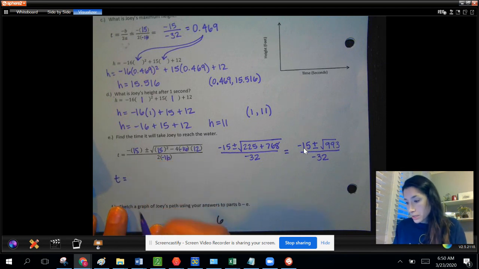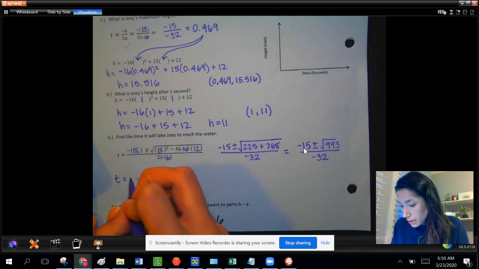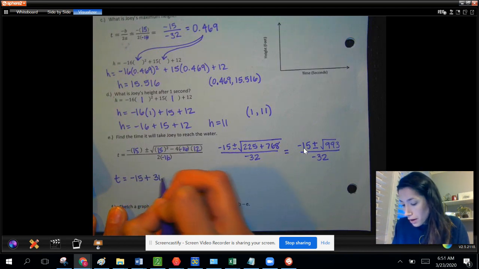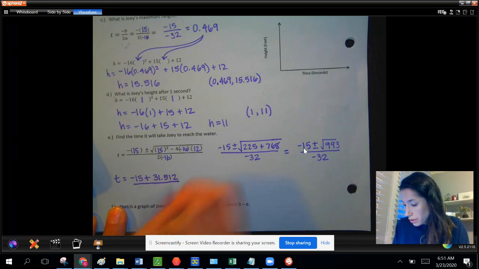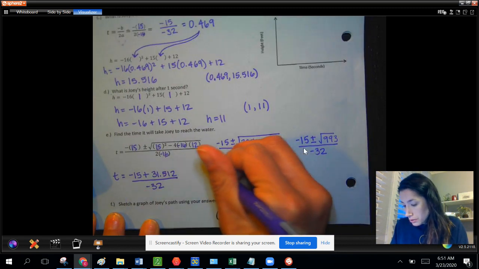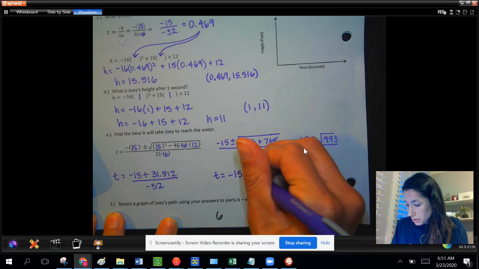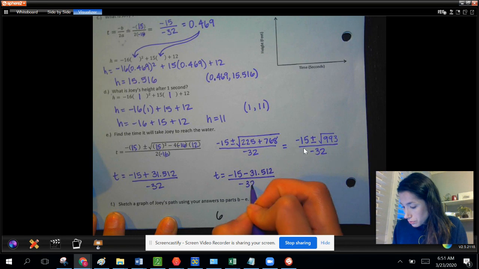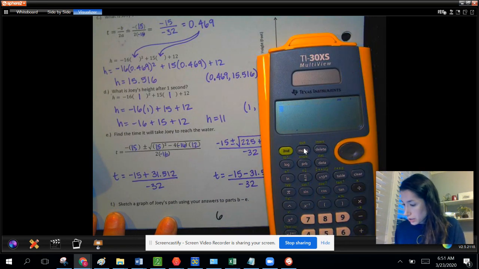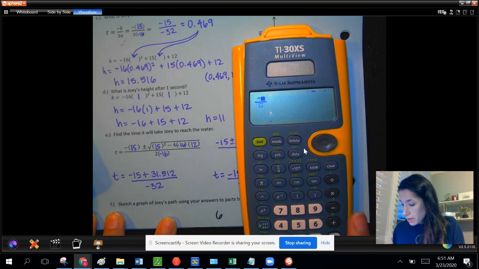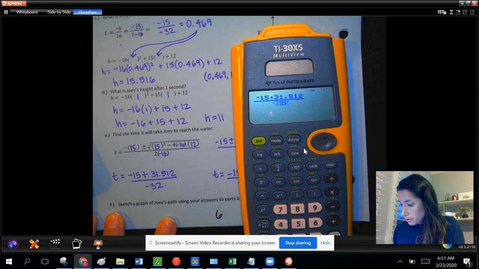So we have 2 separate answers here. Time equals, when our height was 0, we have negative 15 plus that 31.512 all over negative 32. So that's going to be one of our solutions. And then our other solution will be negative 15 minus 31.512 all over negative 32. All right, so let's take a look at this. I'm going to set up my little fraction here. We have negative 15 plus 31.512. And that's going to be all over negative 32.